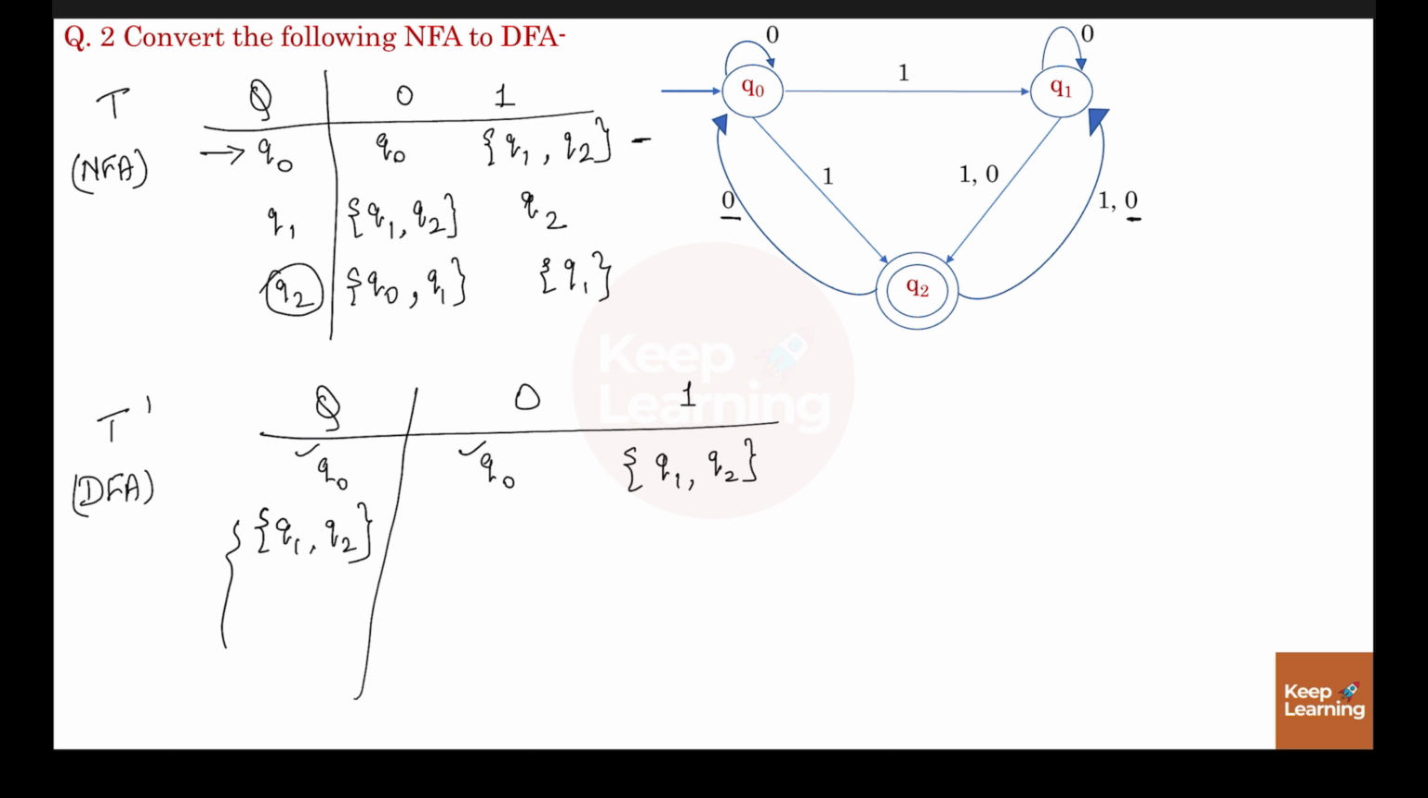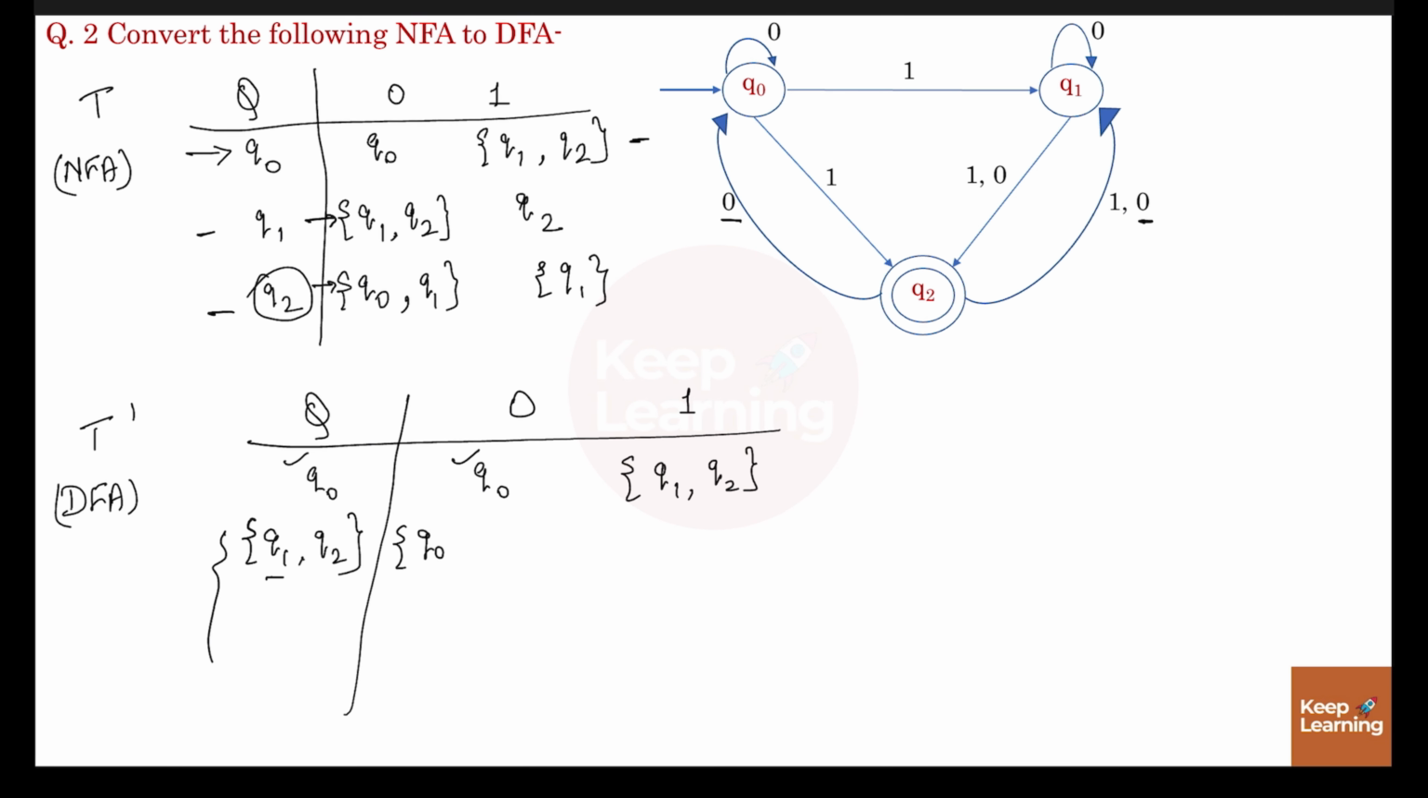So we have to define the transition of q1 q2 by using this table T. So transition of 0 from q1 is defined on q1 q2, and from q2 is defined on q0 q1. There is no need to write q1 2 times, just write it once. And the transition of 1 is defined on q1 q2. So this state is defined here.